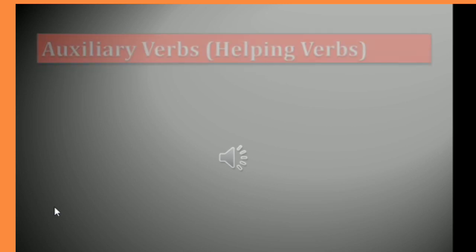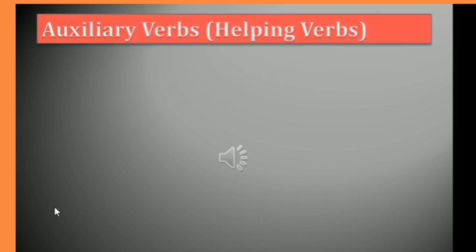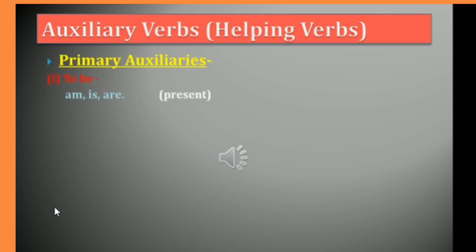Now let's know about the auxiliary verbs. They are also known as helping verbs. They are also classified into two main kinds. The first one is primary auxiliaries, which are further divided into three types. First is the to be forms: am, is, are in present, was, were in past, shall be, will be in future.